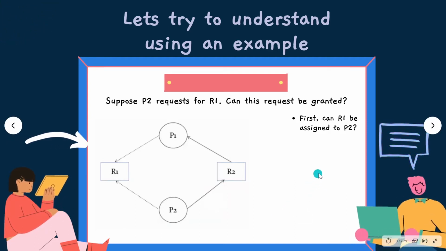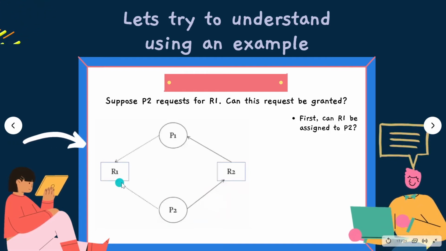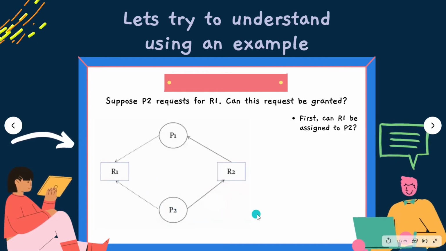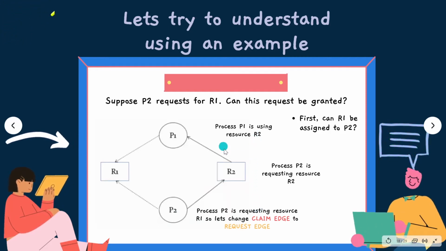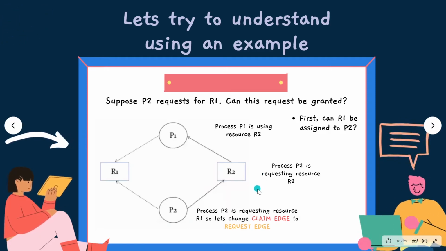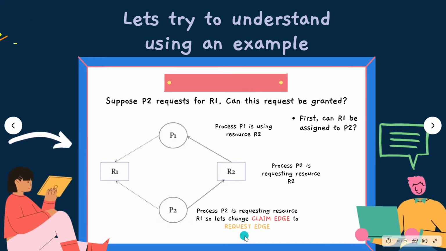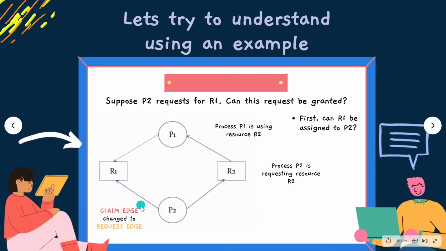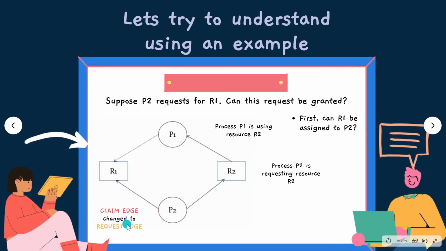Okay, so the first thing we'll have to look at is, can R1 be assigned to P2? Here it is R1, and can it be assigned to P2? Okay, so let's look at this. Here, process P1 is using resource R2, and process P2 is requesting resource R2. So P2 is requesting resource R1. So let's change claim edge to request edge. So this claim edge will be changed to request edge. Alright, the claim edge has been changed to request edge.